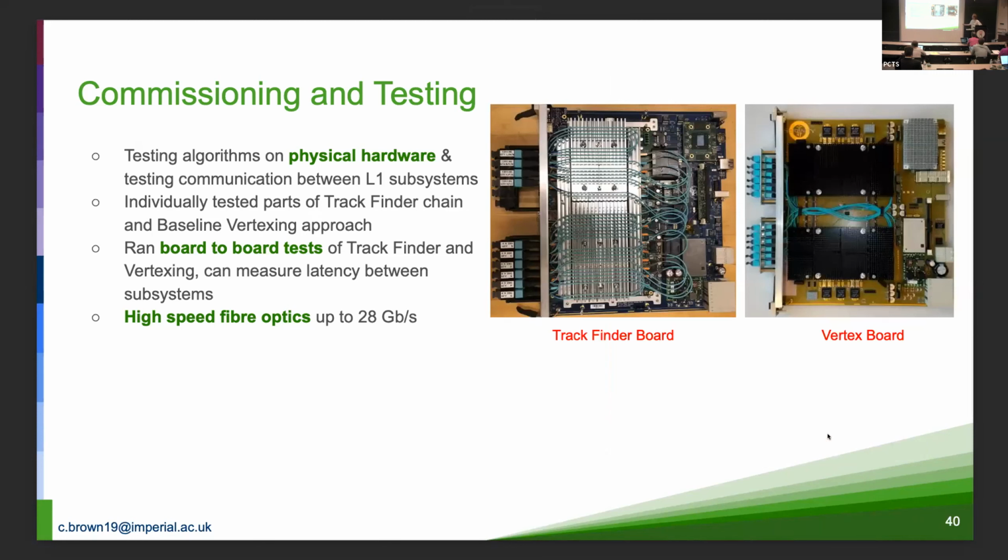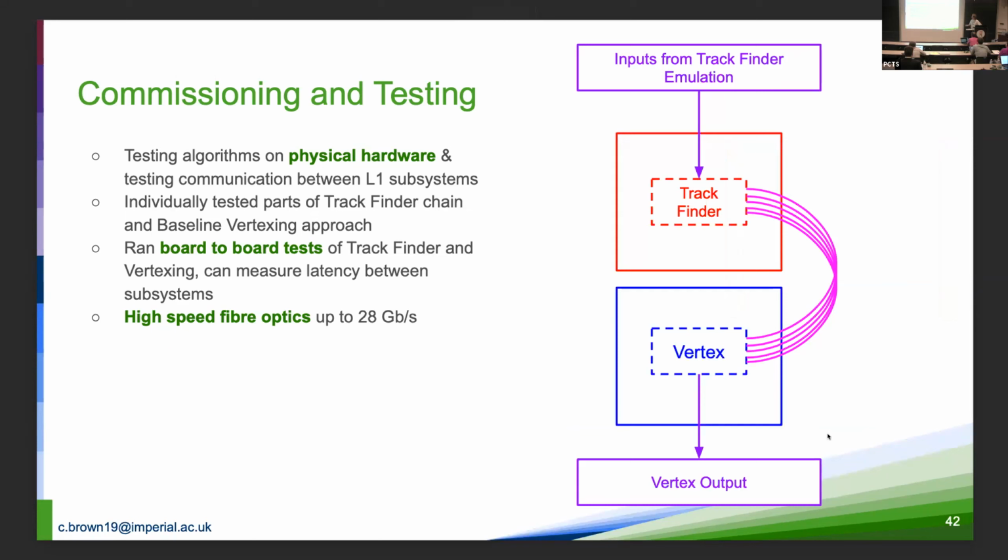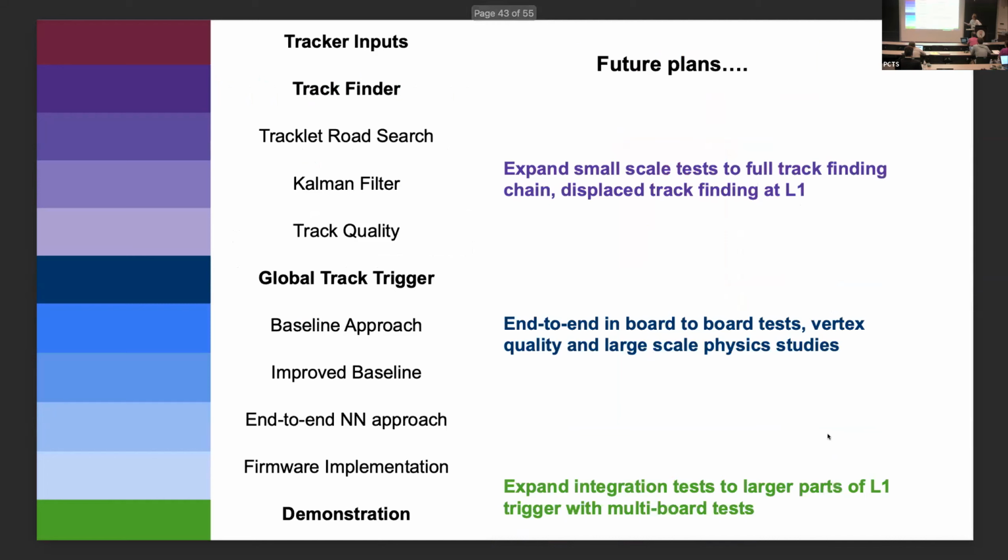So this is one of the specific boards that we use for track finding, and this is a general purpose board that we use for vertex finding, and other parts of the trigger as well. And this shows you the firmware itself. You can see they're different chips, but the same idea that we need to fit them within these plans. And that just shows you what the actual algorithm itself is doing, but it's not hugely important. So just to wrap up, a couple of future plans.